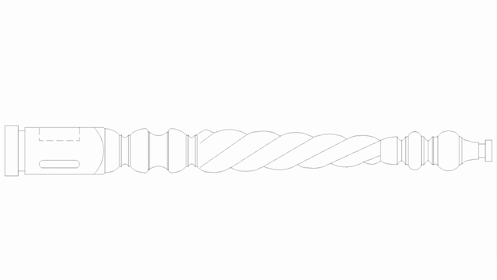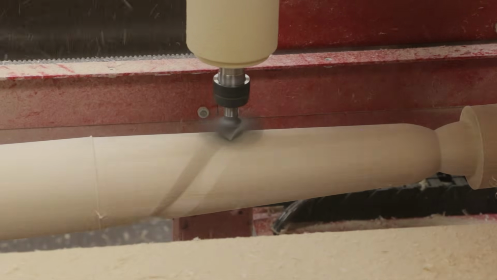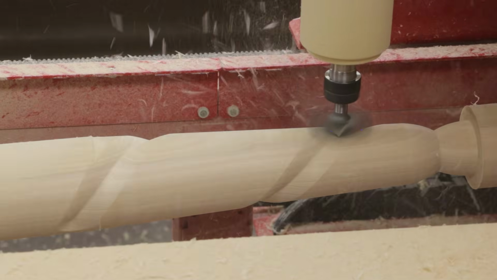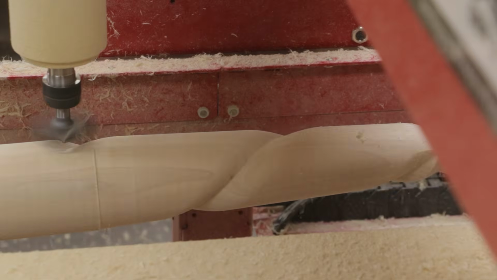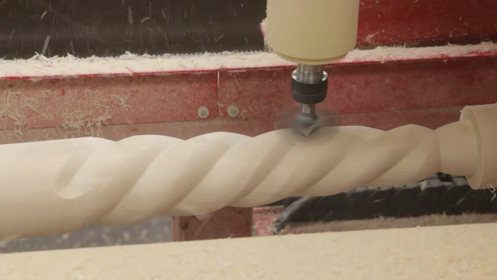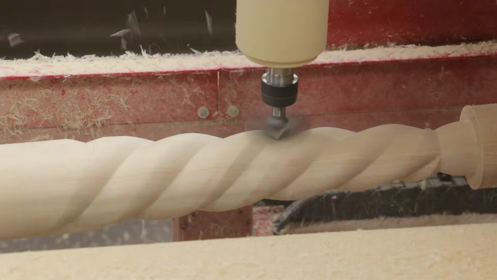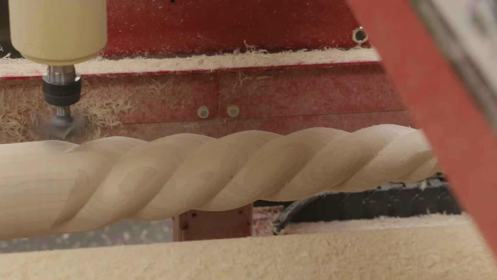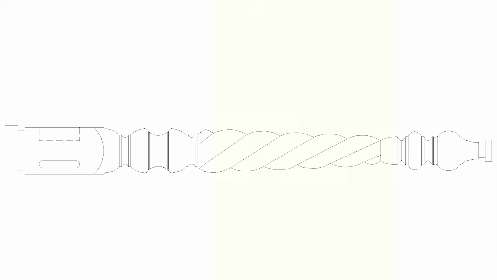Then we have spiraling. These toolpaths are created in this section. These toolpaths synchronize the rotation of the stock with the cutter movement along the length of the part. And last we have tapering. These toolpaths are created in this section.